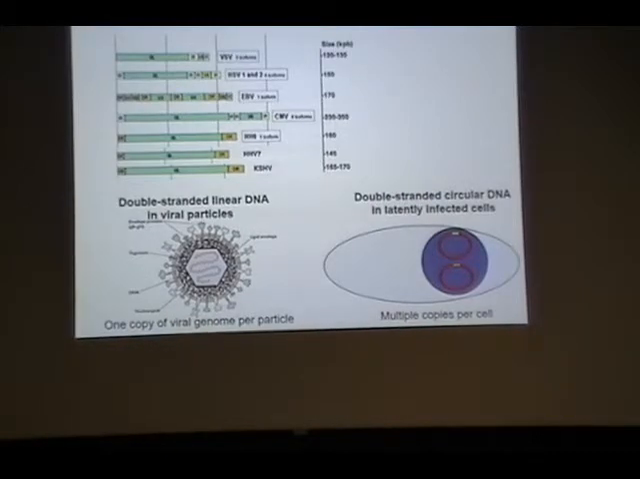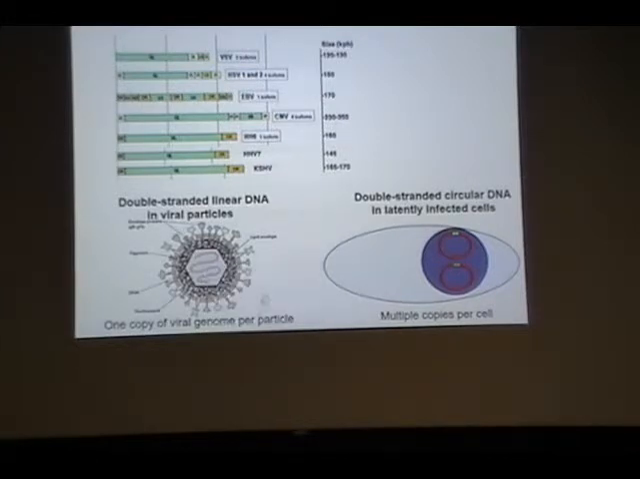So as I mentioned, all herpes viruses have a huge genome, running from 120 kilobase pairs to like 350 kilobase pairs. They can encode more than 100 different genes or proteins, so they are huge.